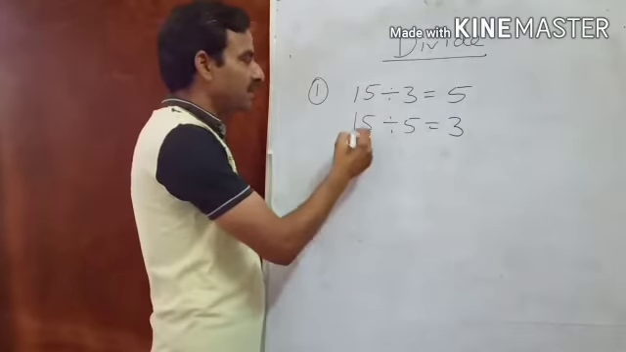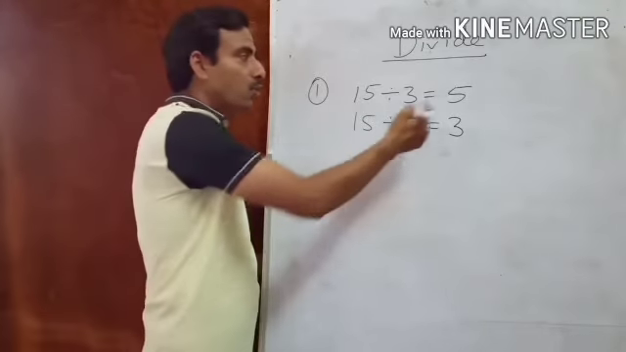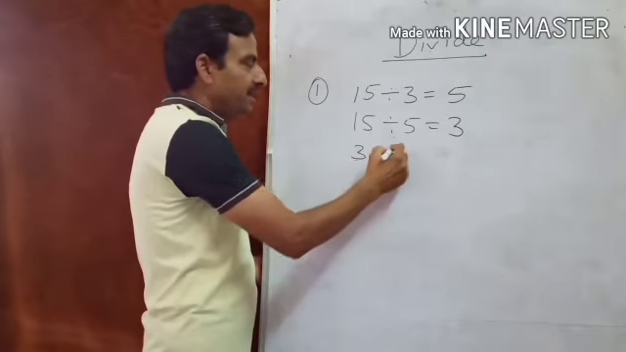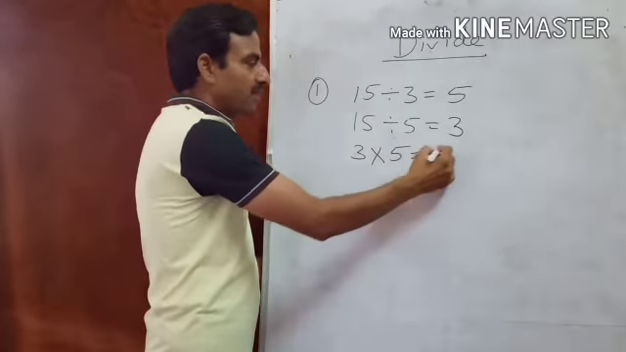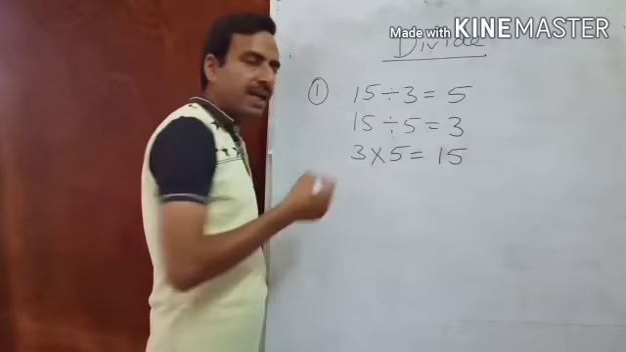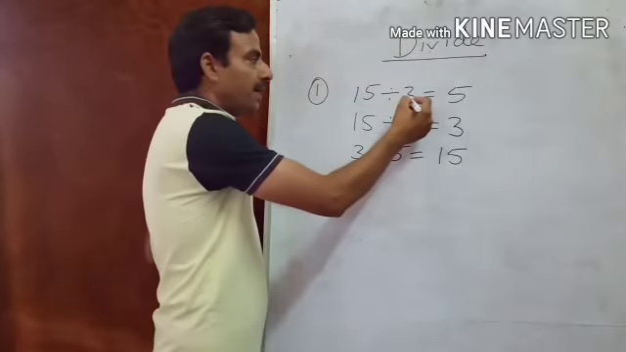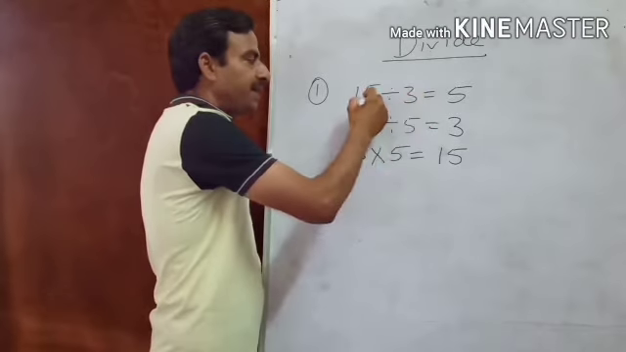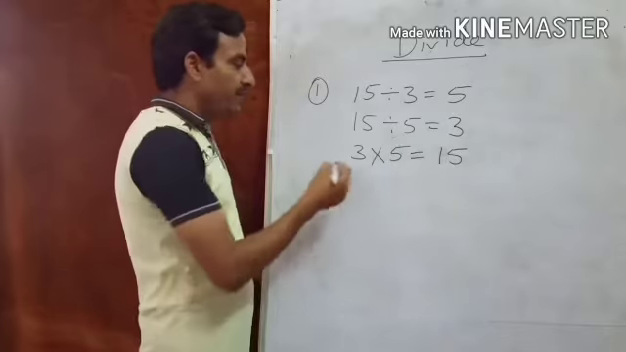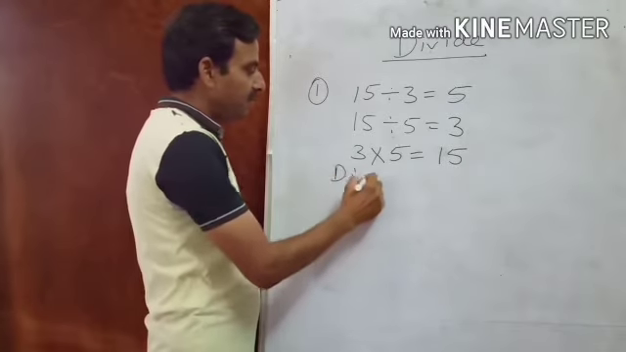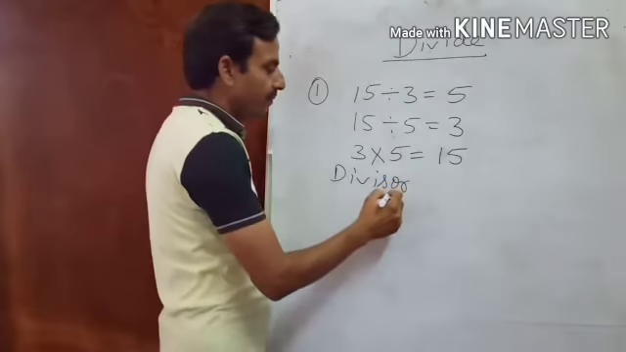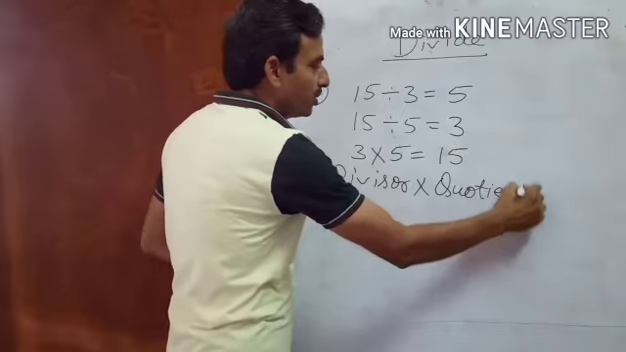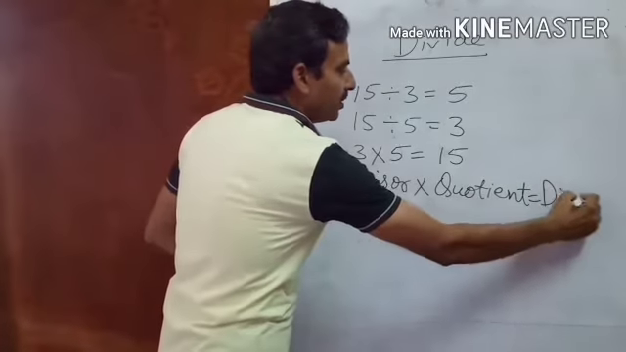Next, the multiplication fact. The multiplication fact is this: the quotient and the divisor. When we multiply the divisor and the quotient, then the answer will always be the dividend. Multiply quotient and divisor, the answer will be the dividend. Like this. It means divisor multiplied with quotient gives dividend.